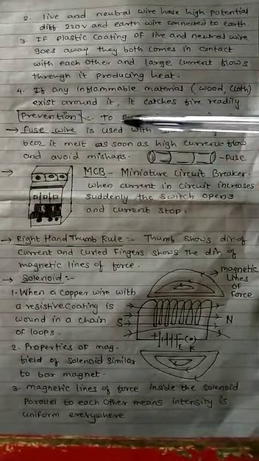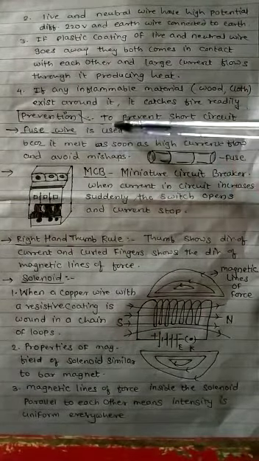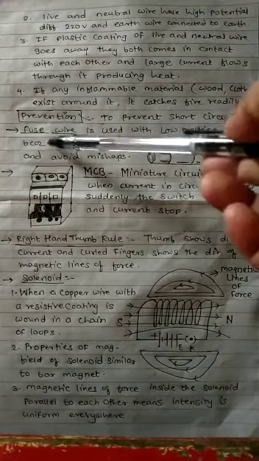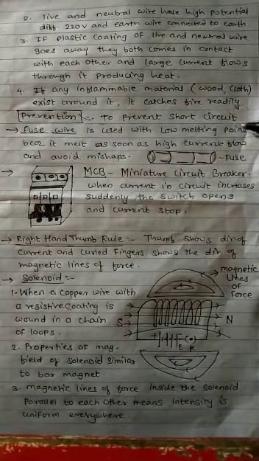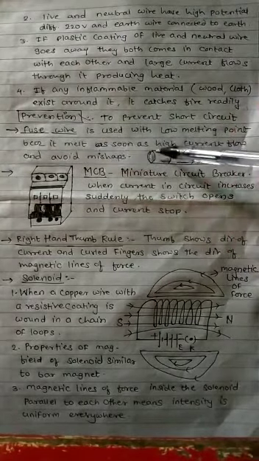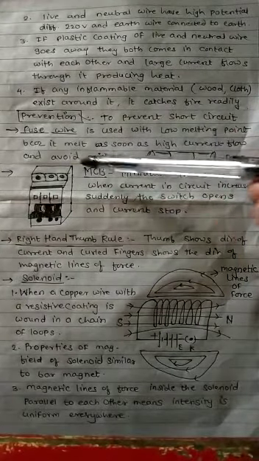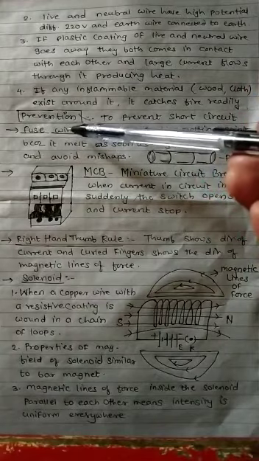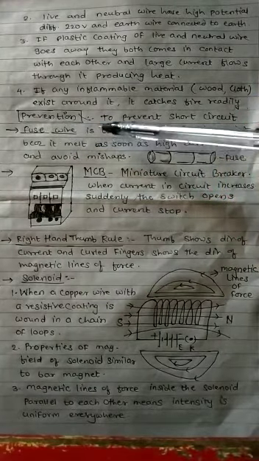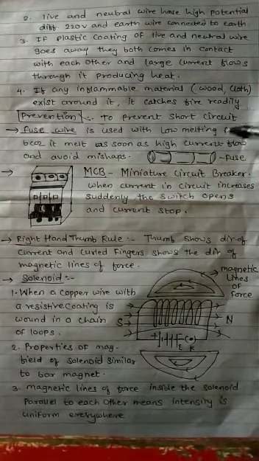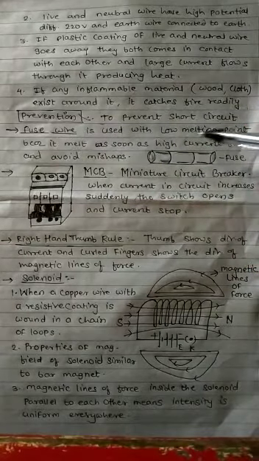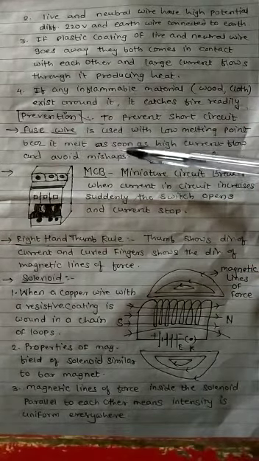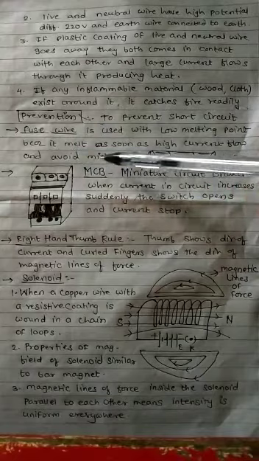So prevention is, first one, you have to use fused wire. To prevent the short circuit, fused wire is used with a low melting point because it melts as soon as high current flows and avoids the mishaps. Fused wire you already did in 9th standard. Fused wire is a special type of wire with a low melting point, and if excess current is passing through it, it melts immediately and stops the current and avoids the mishaps.